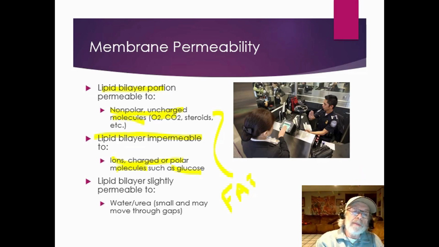Okay, the lipid bilayer is slightly permeable to things like water, urea. Urea is a nitrogenous compound, mostly a waste compound from the breakdown of proteins. And what happens? These are relatively small molecules, and they usually are able to fit and work through these small little gaps. Okay, so basically, this membrane is sort of like a customs agent.